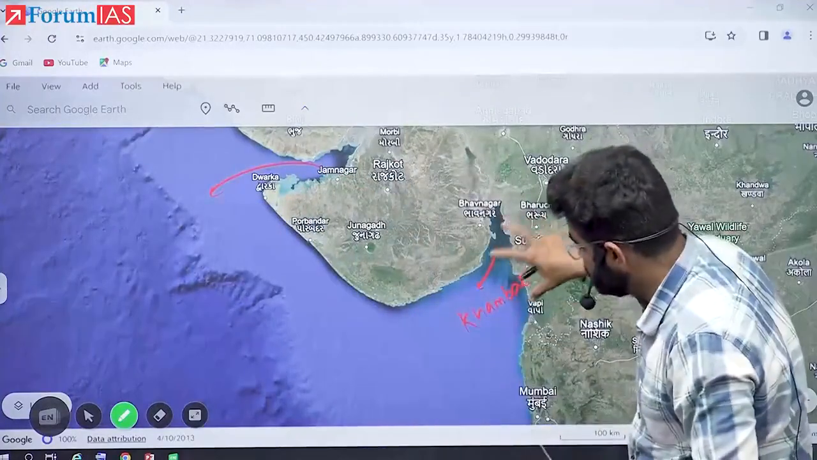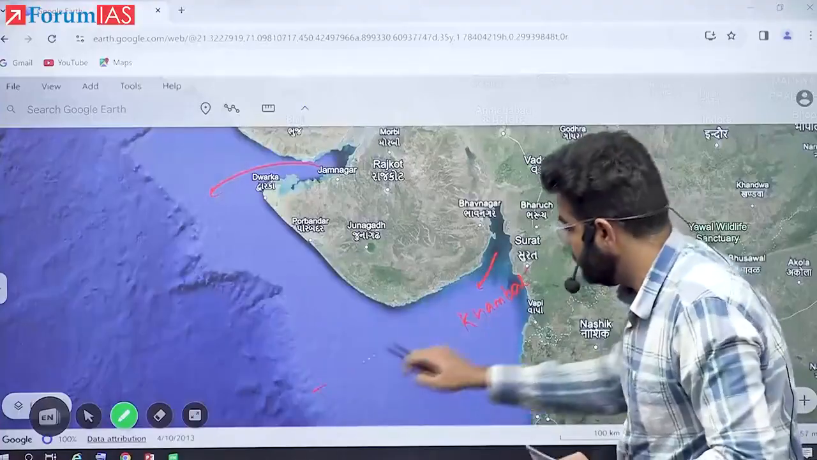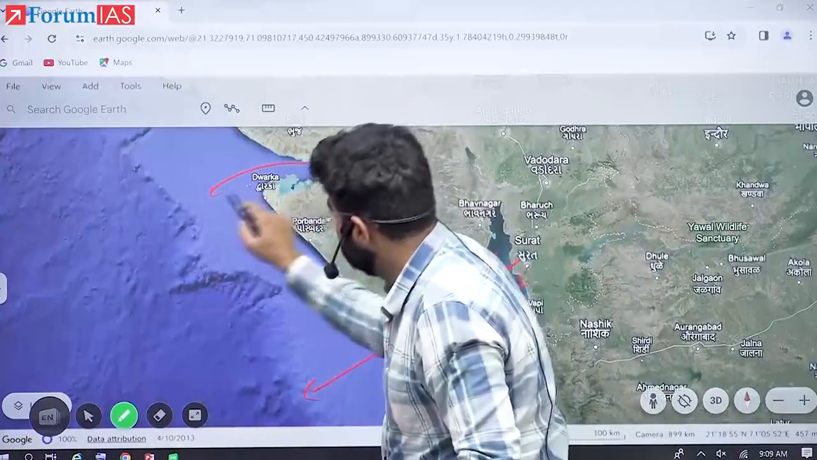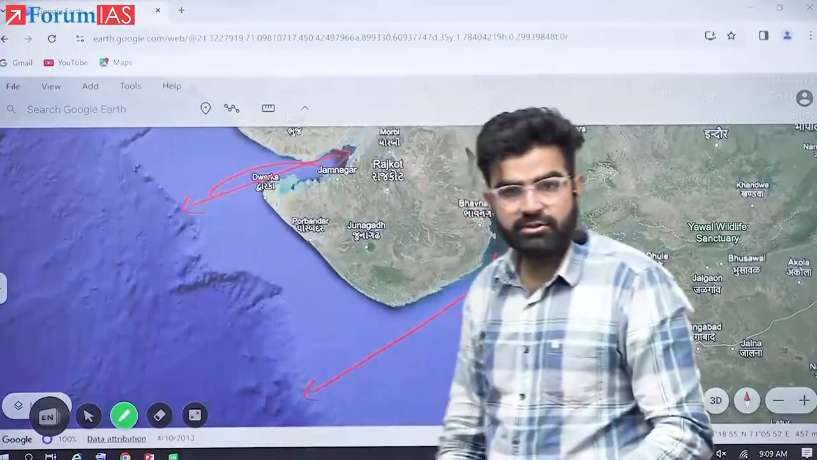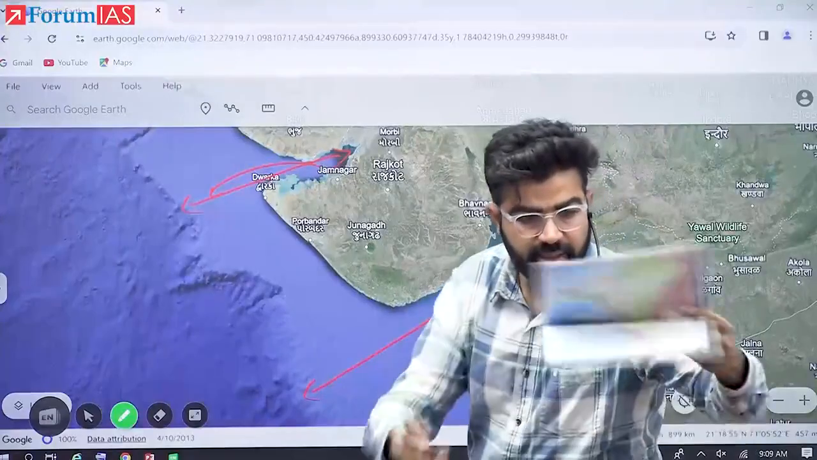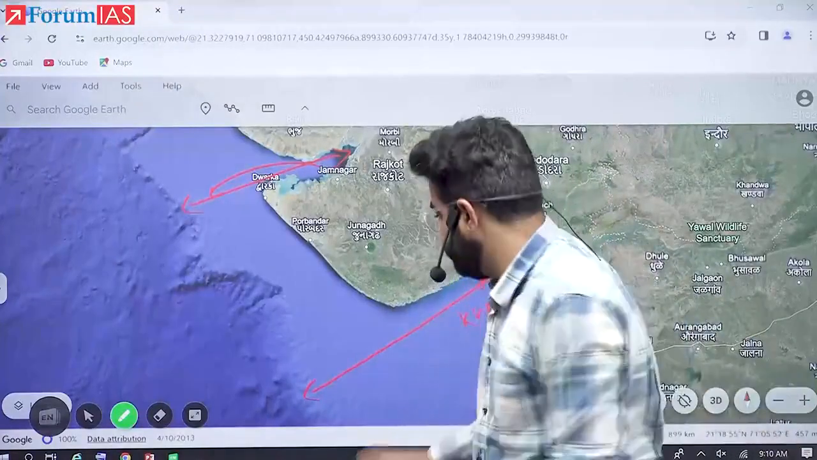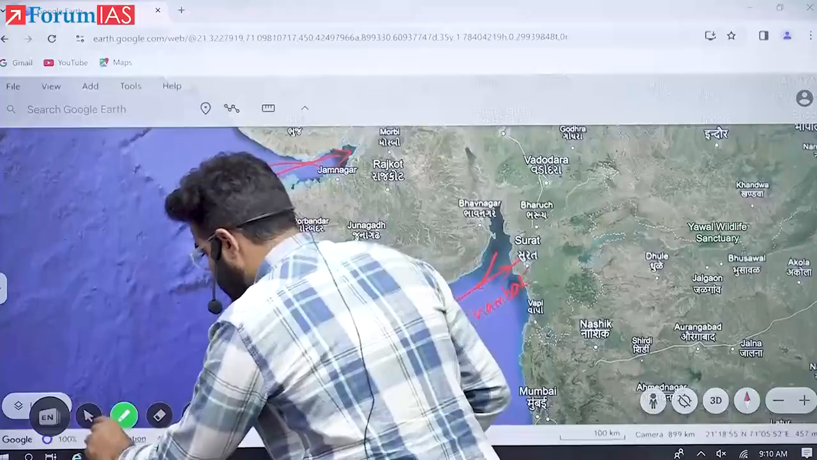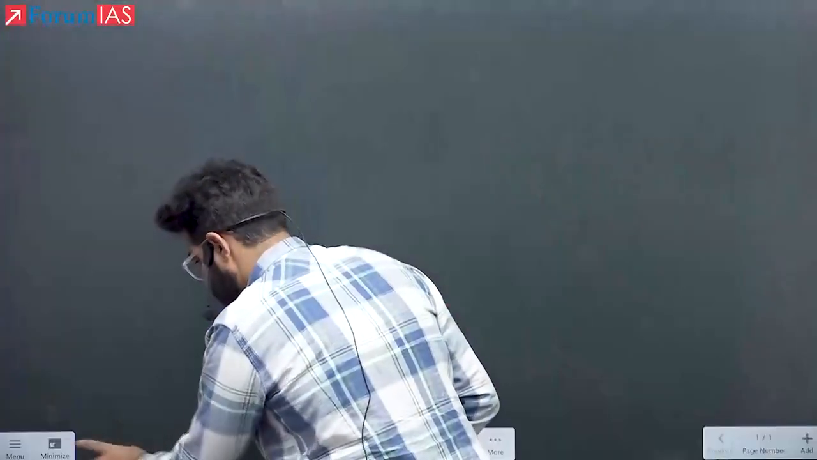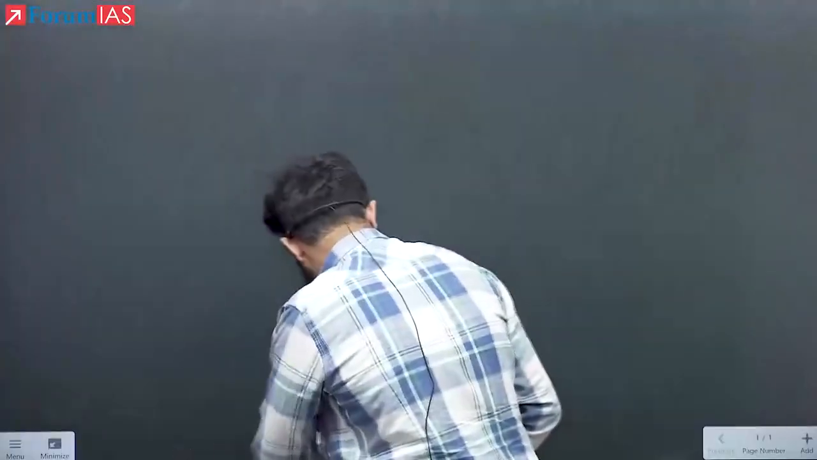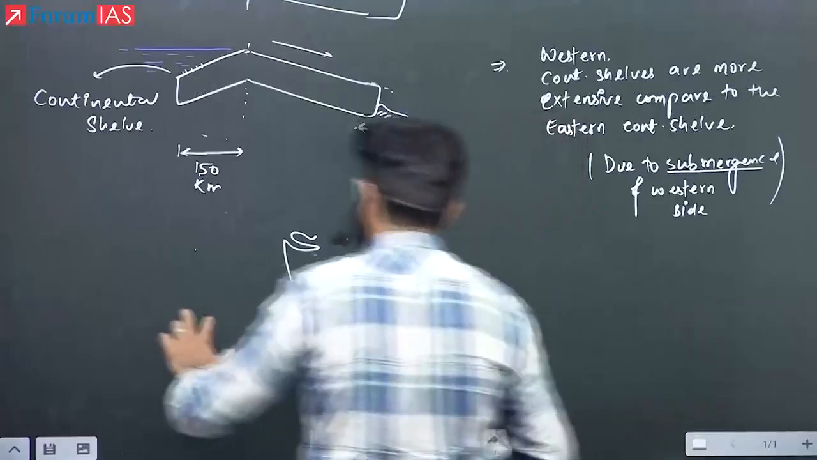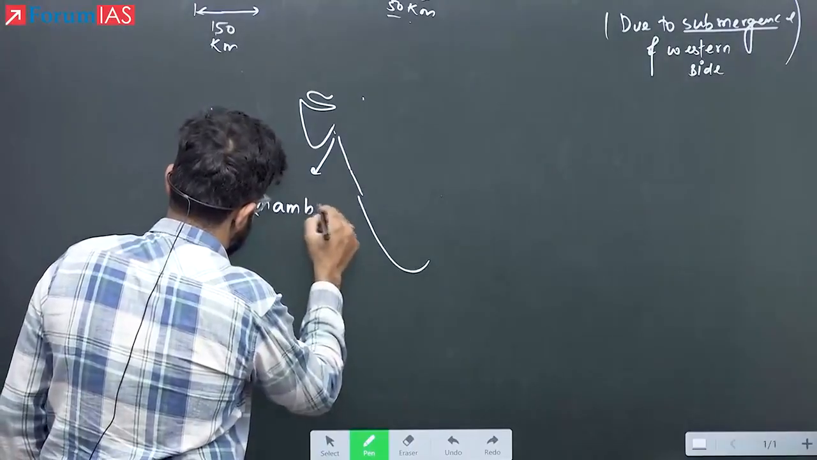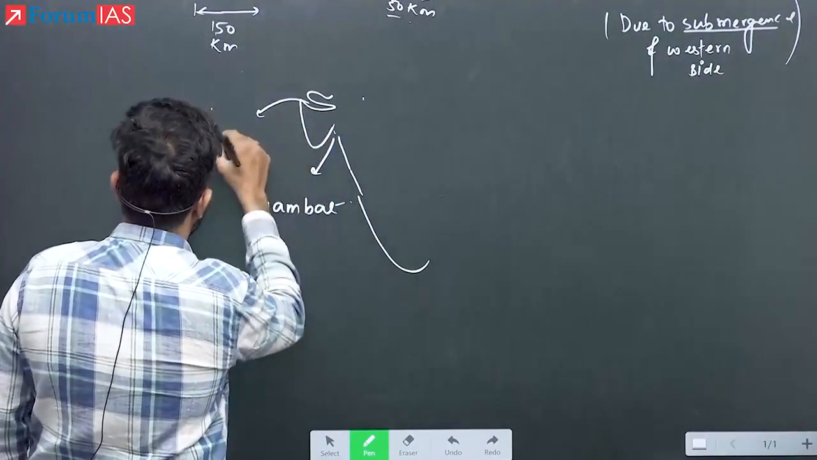So what happens is, because of the wider continental shelf, can you see the extension of the continental shelf here? Can you see this one? Yes. Can you see here also? The continental shelves are very, very extensive. Keep this one. Please mention these two points on page number 10, right? This is your Gulf of Khambat and Kutch.